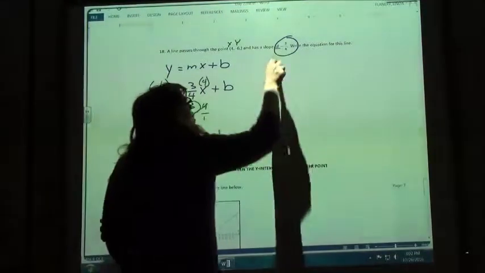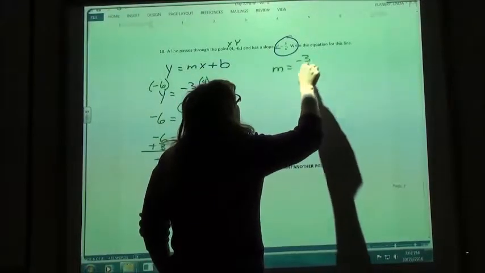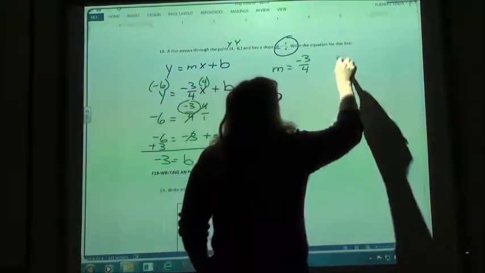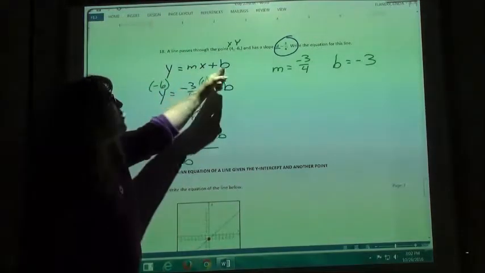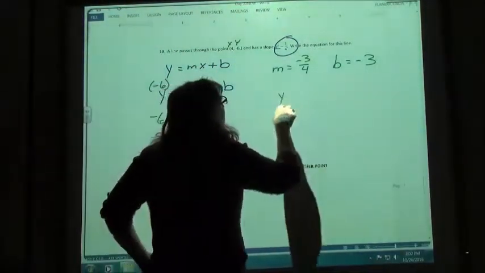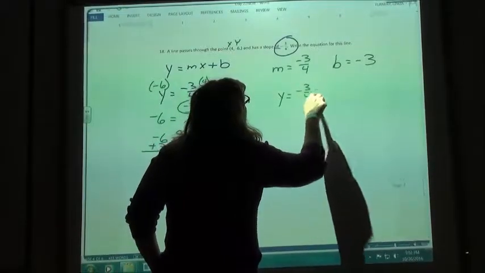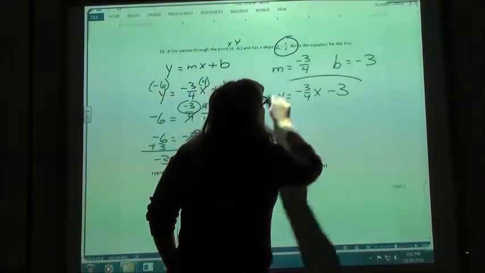So I knew my slope, my m value, was negative 3/4. I found my b value was negative 3, so now I have to plug it into my equation. So y equals negative 3/4 x minus my 3.